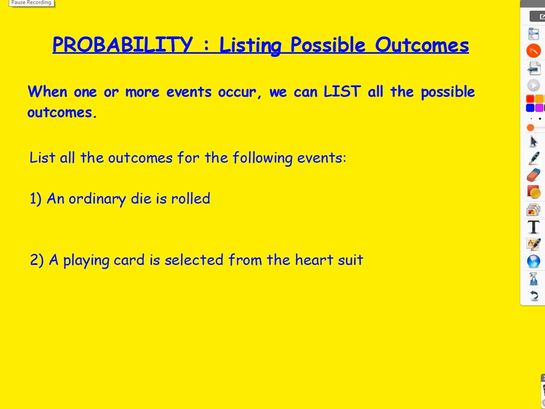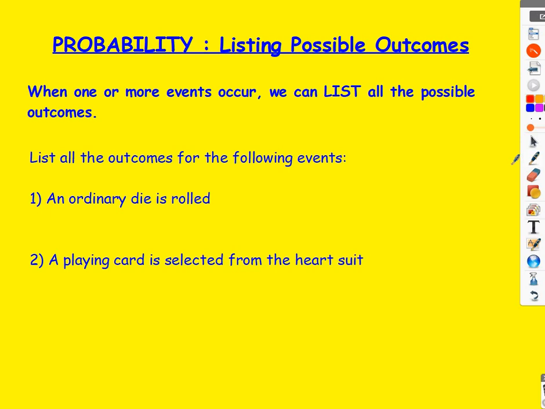In today's lesson, we're going to look at listing outcomes. When an event takes place, obviously a number of different outcomes can result. We can list the outcomes for a single event, or we can list the outcomes for more than one event. So let's start with just a single event taking place, and we're going to list all the different outcomes that could occur.